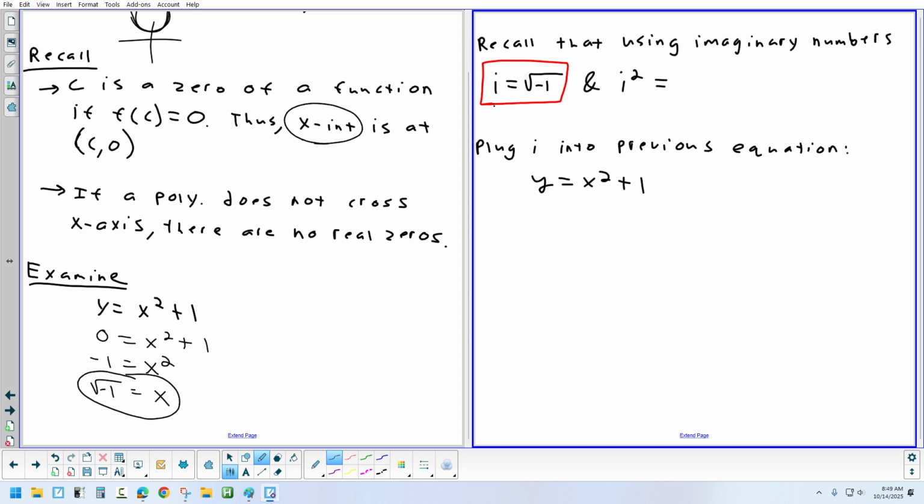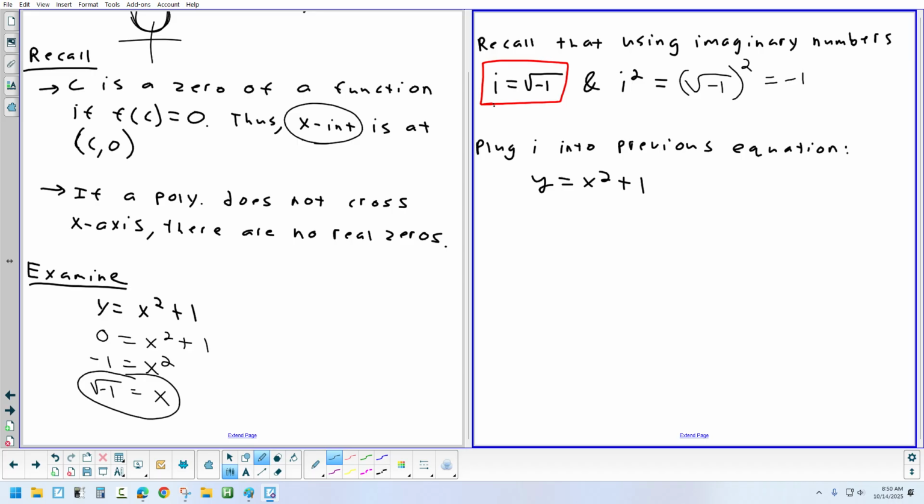So then what would i squared be? Yeah, negative 1. It would be negative 1. Because if you think of i as the square root of negative 1, and if you square i, the square and the square root cancel, and you get negative 1. So that's also another very important fact about i. If we are left with an i squared in an answer, we need to change it to a negative 1.